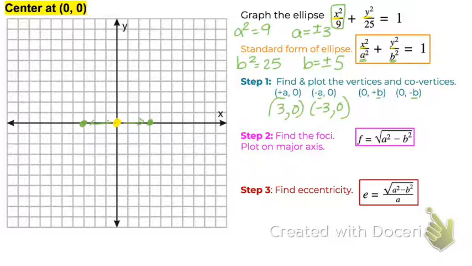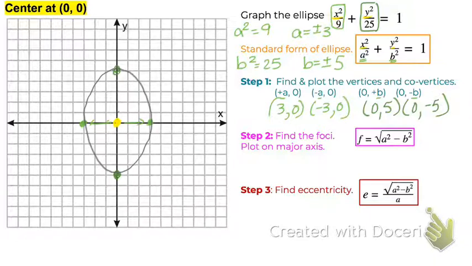Now the B is the number of units away from the center along the y-axis because the 25 is the denominator of the fraction with the y squared. So the 5 is the distance up and down away from the center. So the y coordinate would be a positive 5 and a negative 5. So 5 up, 1, 2, 3, 4, 5, and 5 down, 1, 2, 3, 4, 5. So once we have those points, then we can sketch our ellipse.